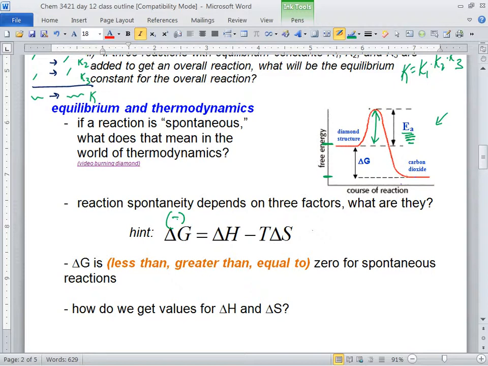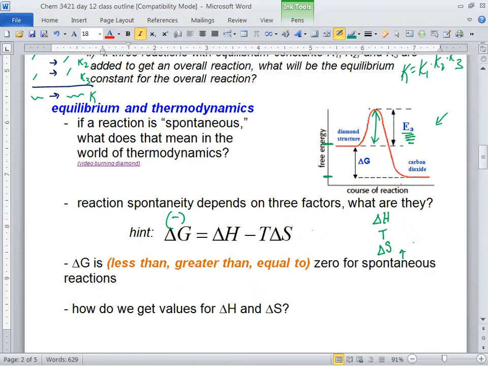Brandy, another parameter would be temperature. It's in the equation, so it has something to do with spontaneity. Delta S, Naya. What is delta S? Starts with an E. And entropy. Entropy. Okay.